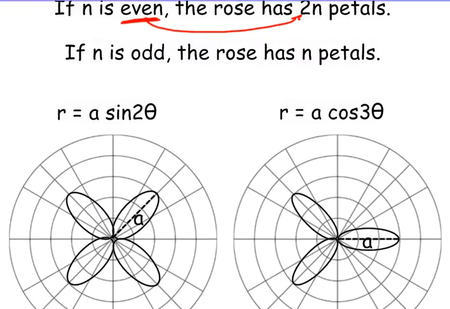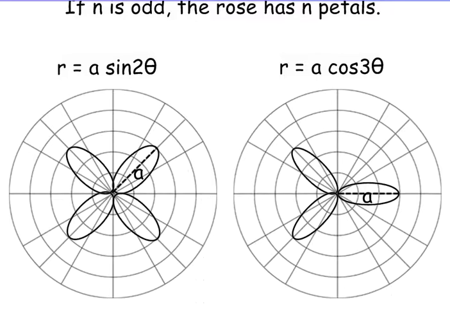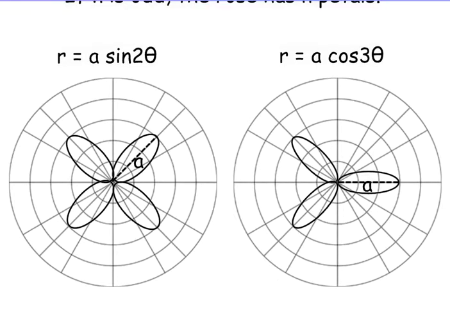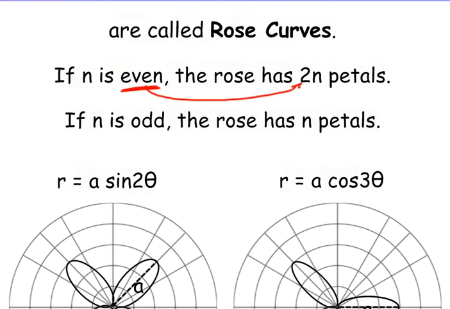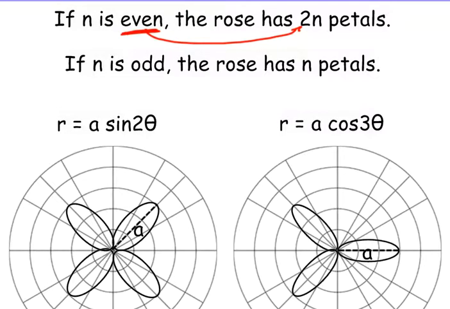And then when you look at the picture here, you can see that the petal length is that coefficient A. The petal length is the coefficient A. So you might want to add that to the list. A is the petal length. And again, you can observe all of this on the graph.